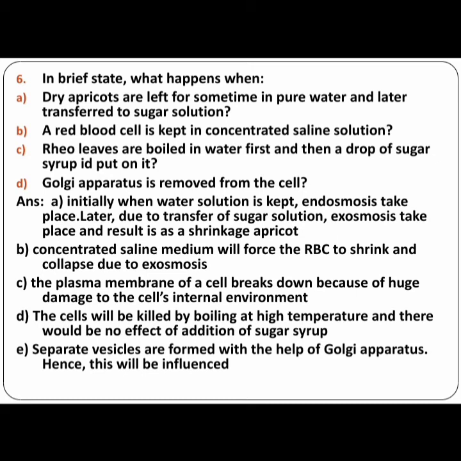So if you boil the rhoeo leaves, the cells in the plant, I mean in those leaves, will die. Okay, when you boil at high temperature, the cells will die, and there would be no effect of addition of sugar syrup. Okay, so if the cells are dead, nobody is there to absorb the sugar syrup, right? So there is no effect on the leaf when there are no cells at all. Okay, so it's a common sense question. If you know the logic, if you know the topic osmosis, then you will be able to answer every question.